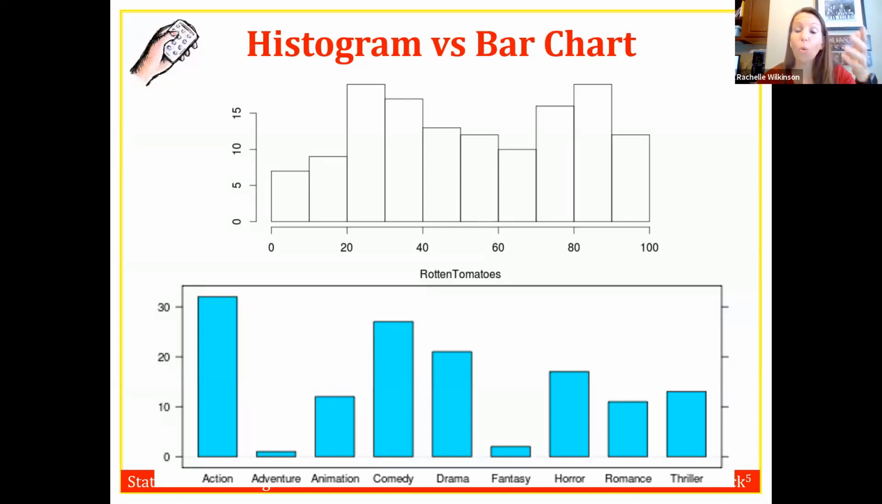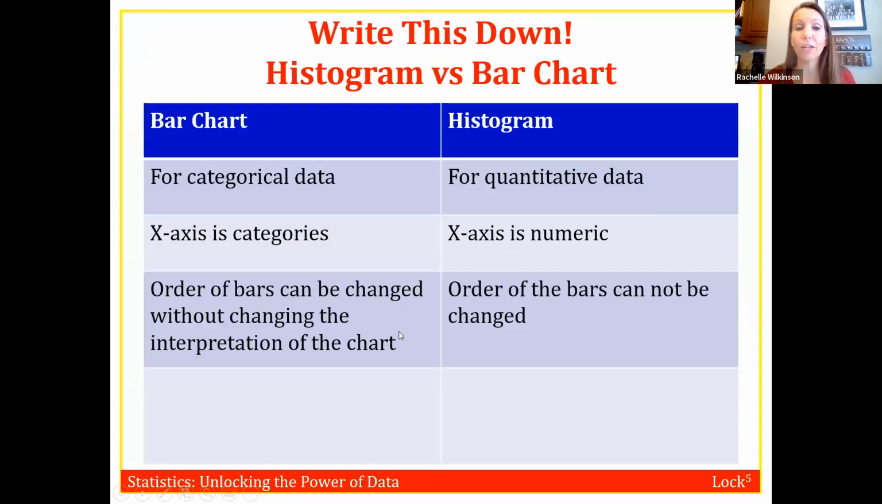Yeah, so the order on a bar chart can change, but if I look at my histogram, can I change the order of the bars up here? No, the order of the bars is really important on a histogram, right? We're going from 0 to 100. You can't change the order of the bars or mix them up. That would distort the interpretation of the data. So the order of the bars can be changed on a bar chart, and on a histogram, they cannot be changed.